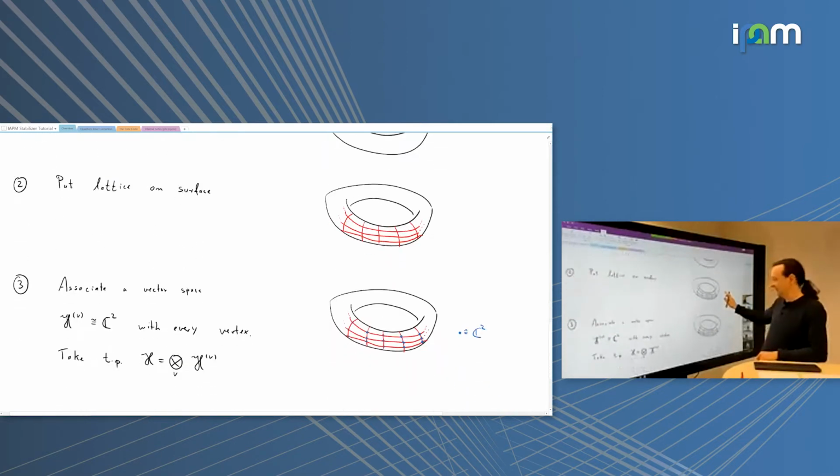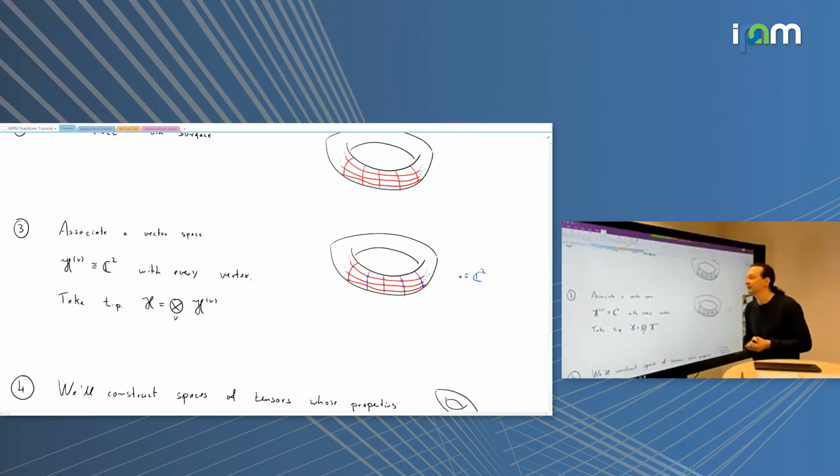So we have to talk about tensors. Where do tensors come in? They come in here. This lattice, you can look at it as a graph, and then with every vertex, denoted here in blue, you associate a vector space, for example, a C2.